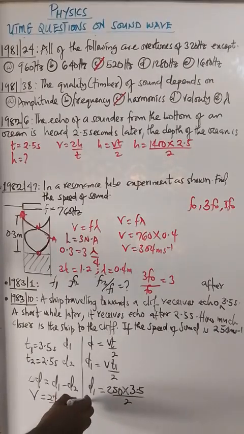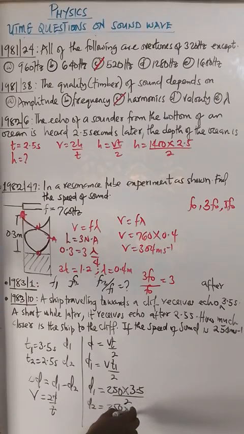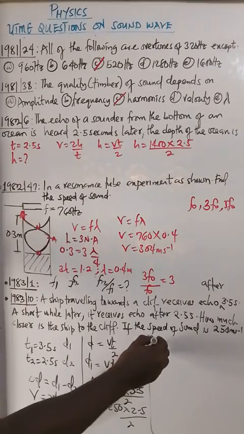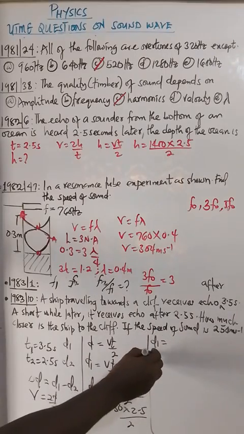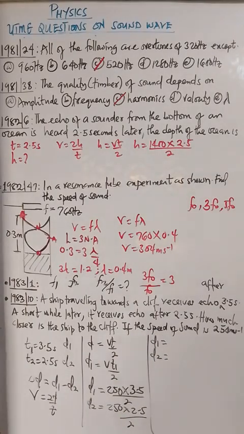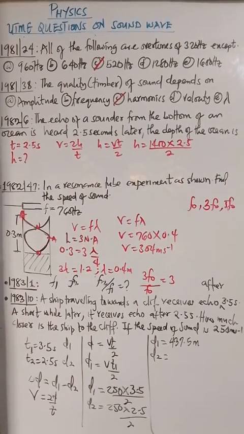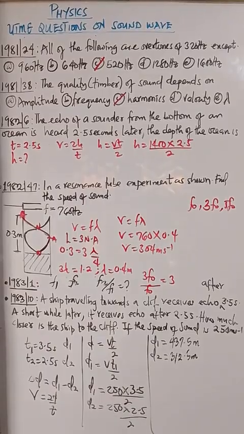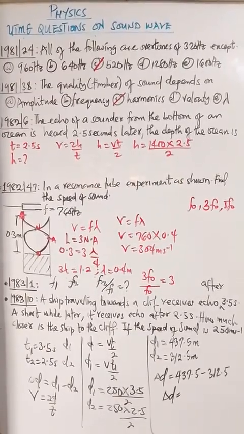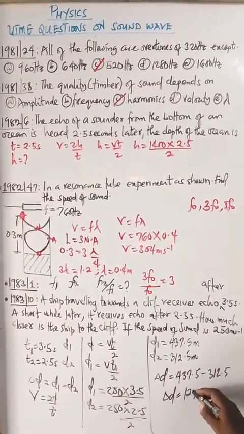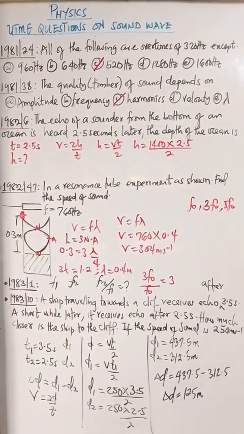We are going to do the same for D2. For D2, that will be V T2 over 2, where V is 250 and T2 is 2.5. Then if you calculate this, you get the value of D1, and from here also, the value of D2. Then we subtract the answers. D1 is 437.5 meters and D2 is 312.5. What we want is the difference, and if you subtract, you get 125 meters. So it means the ship is 125 meters closer, and that is why the echo time decreases from 3.5 to 2.5.